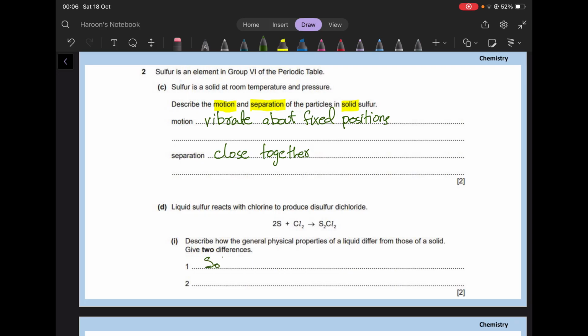So, solids have a fixed shape. You can also give the reverse logic of this. For example, you could have said liquids don't have a fixed shape or they take the shape of the container, unlike solids. That would be reverse logic, and that would have been marked correct as well. Now, the second difference can be that liquids are fluids, they flow, but solids can't flow. So, you can say liquids flow, but solids don't flow because they are not fluids.